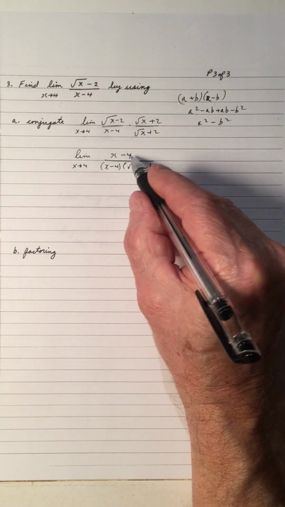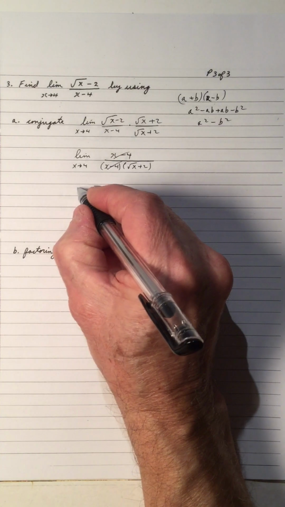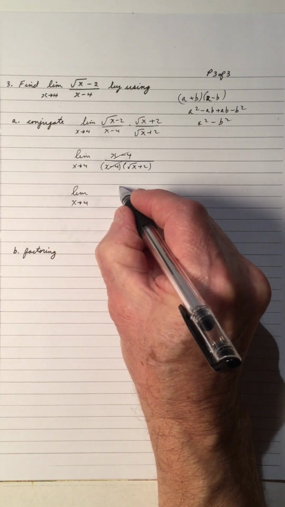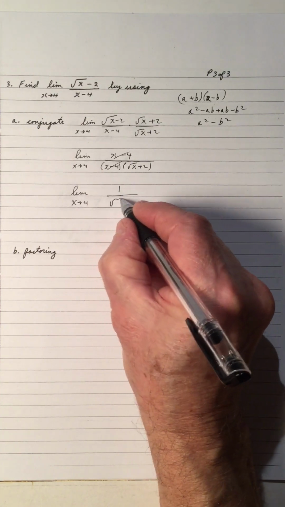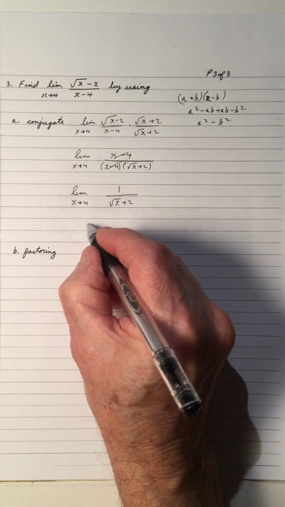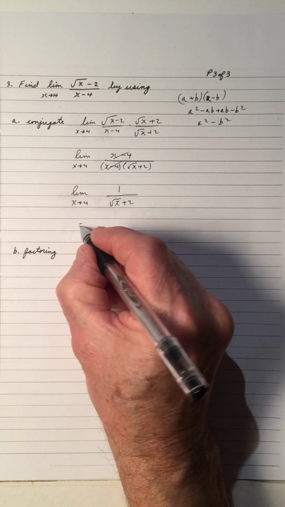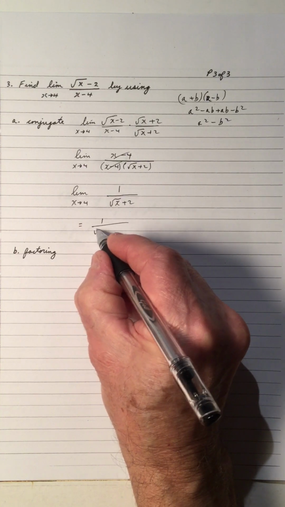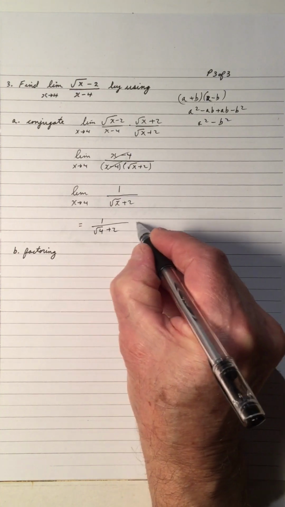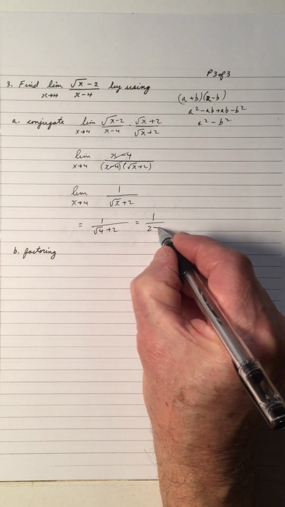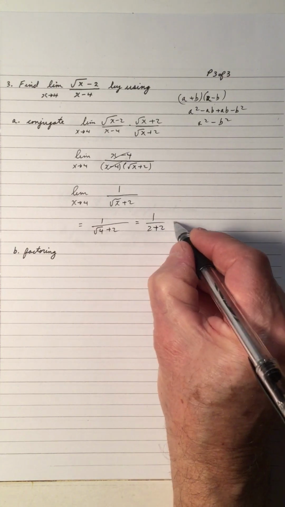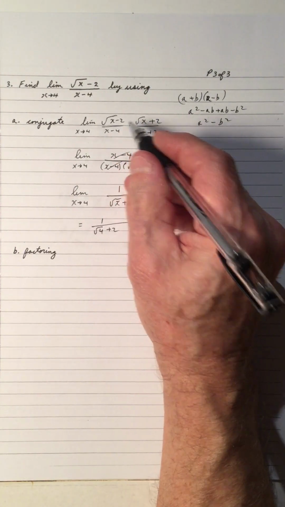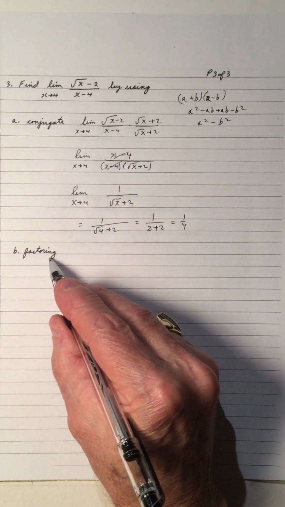It's x minus 4. The x minus 4 cancels out, so I get the limit as x approaches 4 of 1 over the root of x plus 2. And that gives us 1 over, I'm going to put a 4 in now, so it's the root of 4 plus 2. So that's 1 over 2 plus 2, root of 4 is 2. 1/4 is my limit. So we did it by the conjugate. Now I'm saying, well, let's do it by factoring.